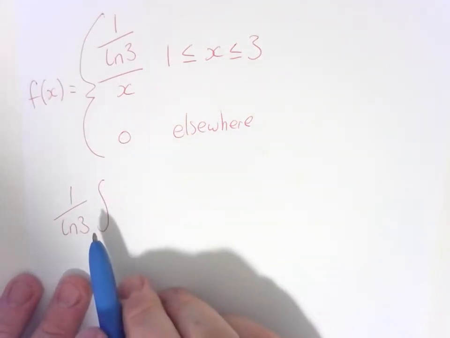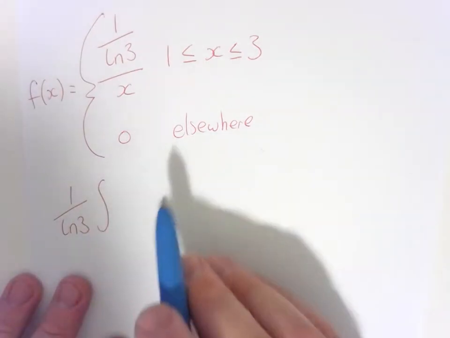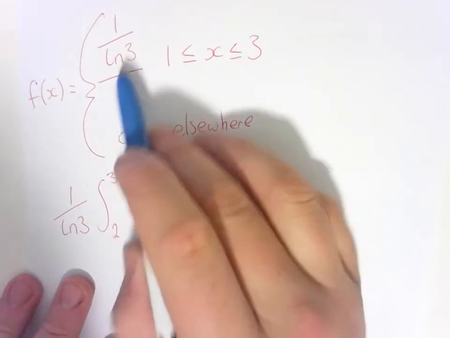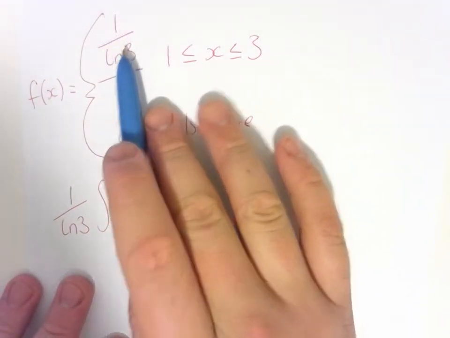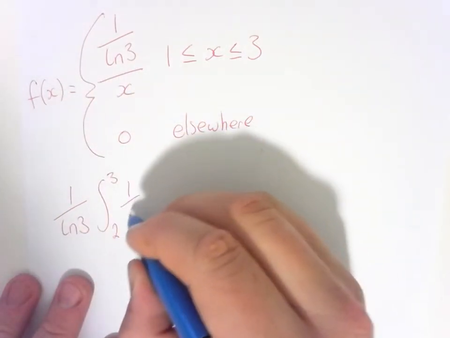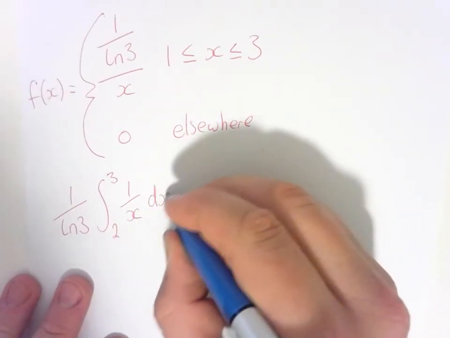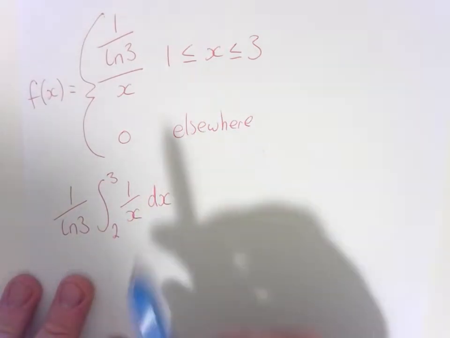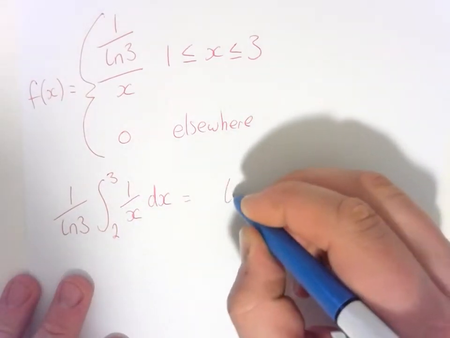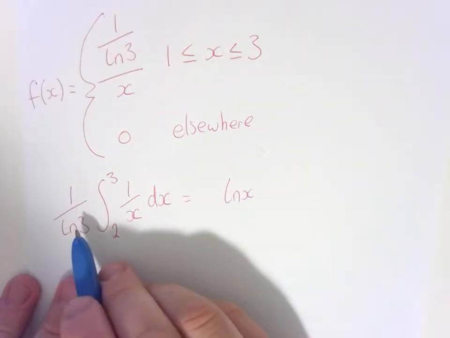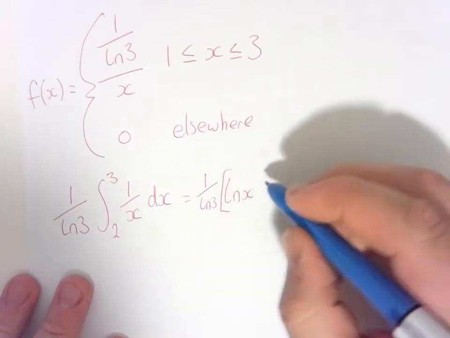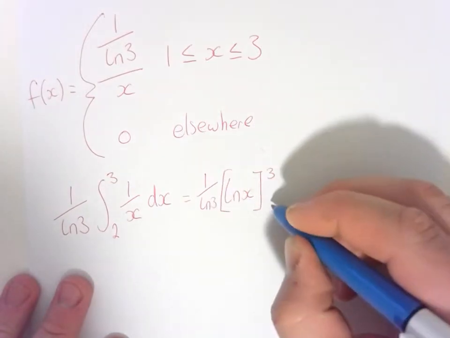Now remember, my question was asking me between 3 and 2, just like that. Because I've factored out the constant, what remains is just 1 on x dx. The integral of 1 on x we know is the natural log of x, but I still need to incorporate my 1 on ln of 3, and then this is going to be between 3 and 2.